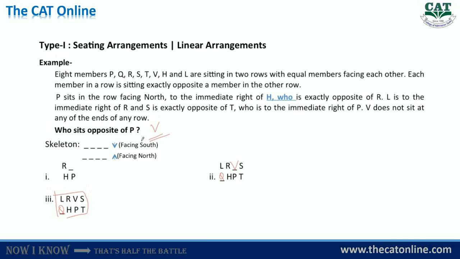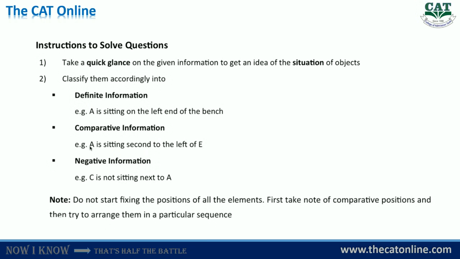Right? So relatively simple problems, looks tough, a lot of information, but this information, if arranged, will look like this, which is very, very easy to understand. Now, a few instructions that we will go through before attempting other questions. Take a quick glance at whatever information is given, understand the situation of the objects and make a skeleton. A skeleton is a rough sketch as to how the information would be placed, and then from the given clues you will just plug in the information.